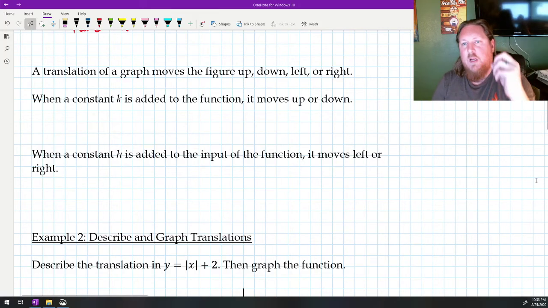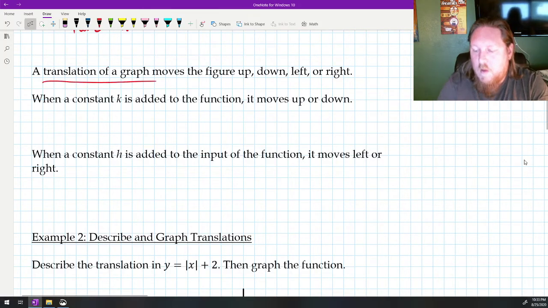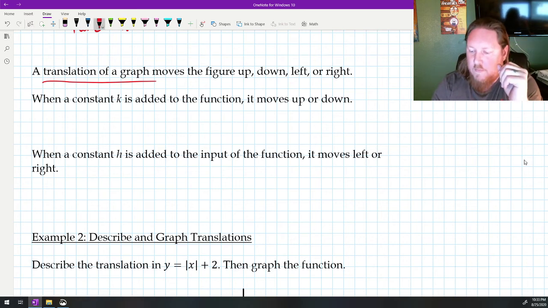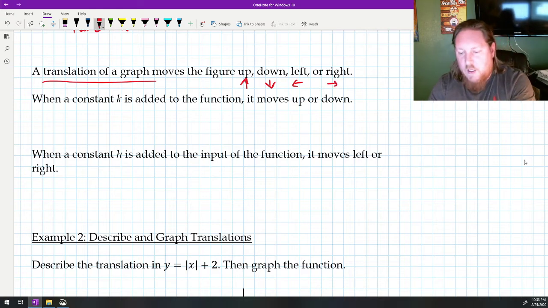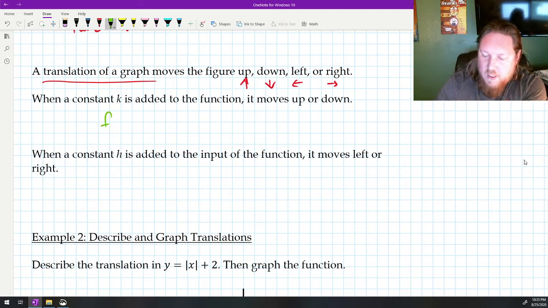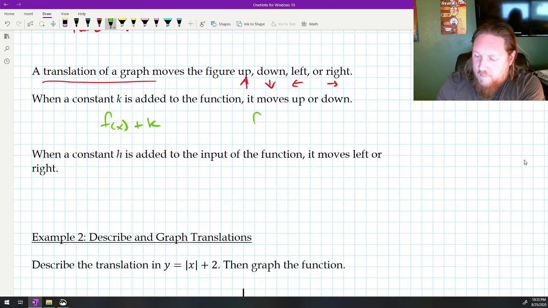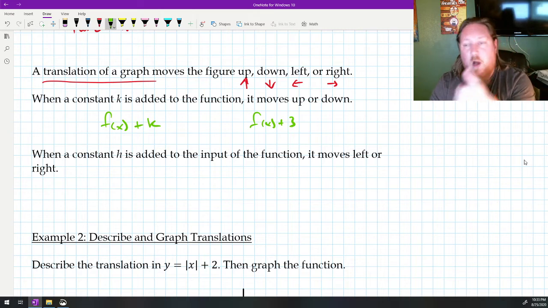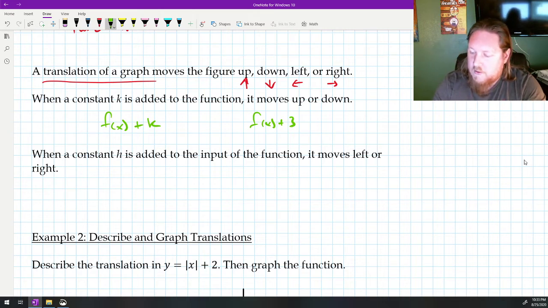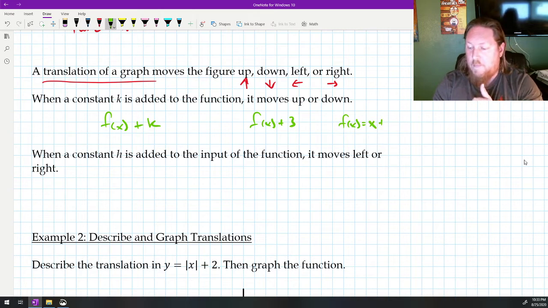All right. Translations of a graph. So the idea is it can either shift the whole graph up, down, left, or right. And the way you can tell by looking at the equation is whether or not something is being added to it. So if I have some function f, I don't know what it is, but if I add some k value to it, so like I have f of x plus 3, that's going to tell me it moves up 3. And the way this can look is, think about f of x equals x, the identity function, plus 3.